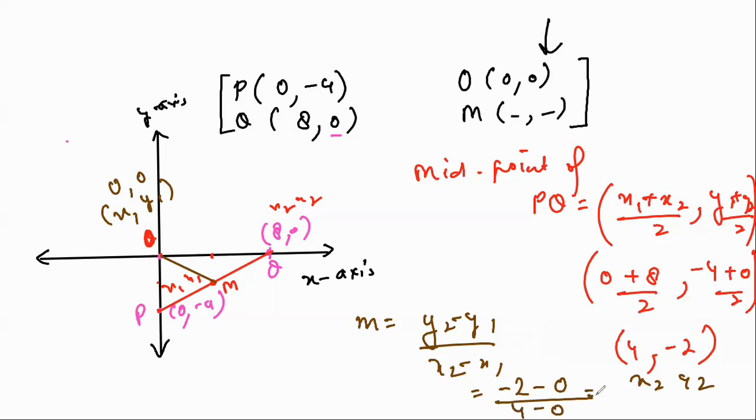When we sort this out, minus 2 minus 0 is minus 2, and 4 minus 0 is 4, so minus 2 by 4. When we simplify, it is minus half. So the slope of the line passing through O and M is minus half, everyone.